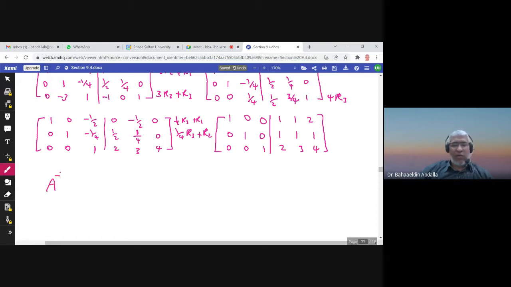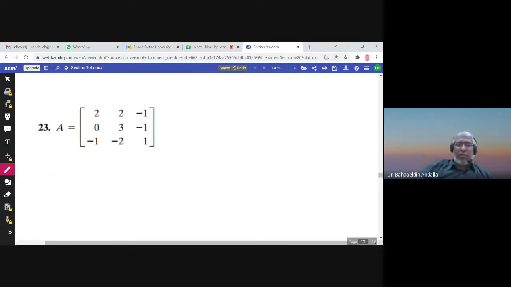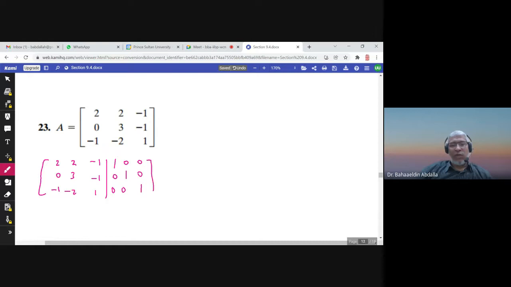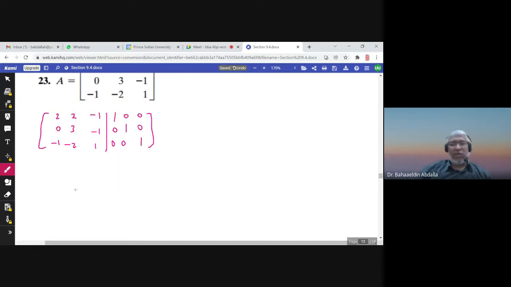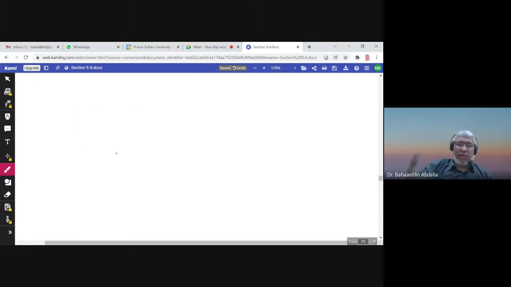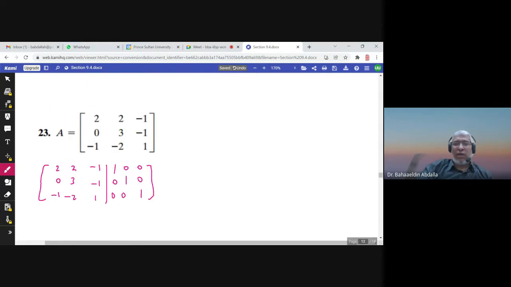So A inverse is the matrix 1, 1, 2, 1, 1, 1, 2, 3, and 4. Please do this one similarly. Write 2, 0, negative 1, 2, 3, negative 2, negative 1, negative 1, 1, 1, 0, 0, 0, 1, 0, 0, 0, 1, and change A to the identity matrix. You will get A inverse here. I'll stop here and continue the next idea in another video.